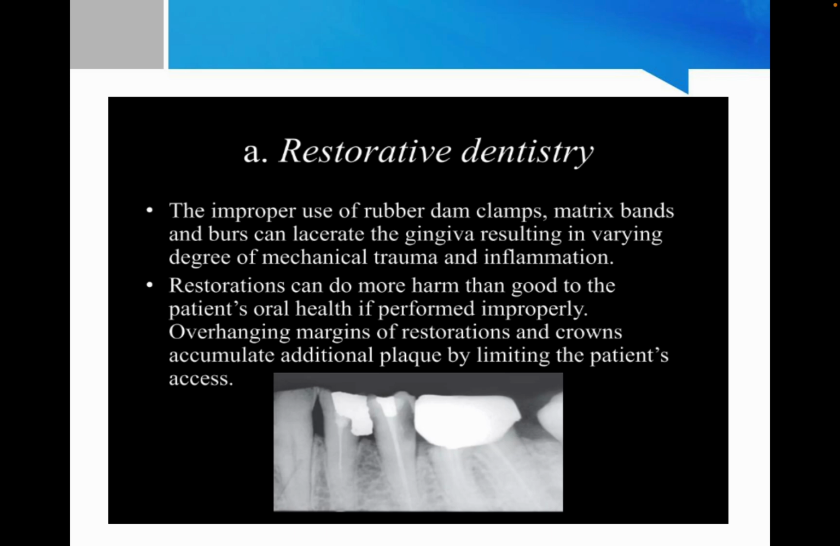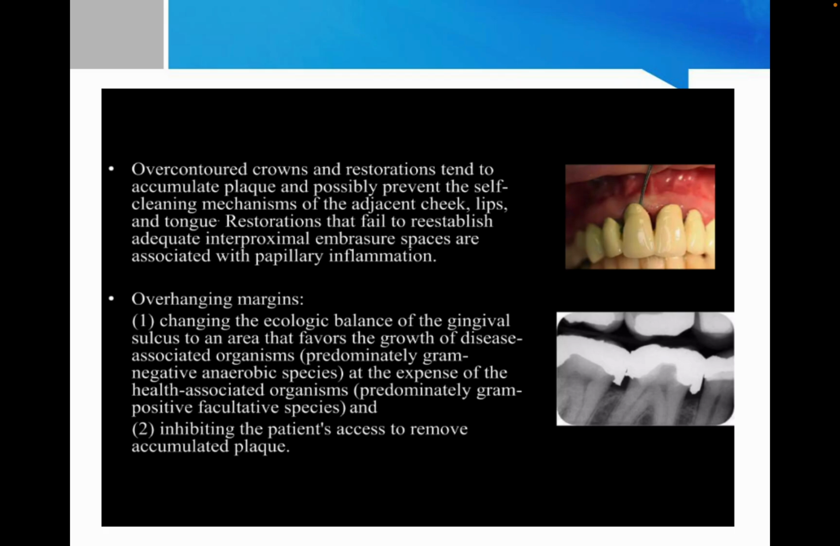Besides this, restoration can do more harm than good to the patient's oral health if performed improperly. Overhanging margins of restorations and crowns accumulate additional plaque by limiting the patient's access. Over-contoured crowns and restorations tend to accumulate plaque and possibly prevent the self-cleaning mechanisms of the adjacent cheek, lips, and tongue. Restorations that fail to re-establish adequate interproximal embrasure spaces are associated with papillary inflammation.